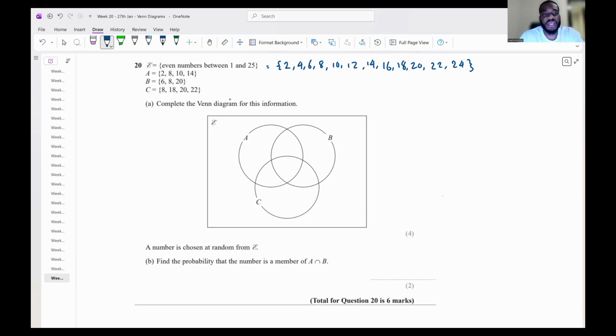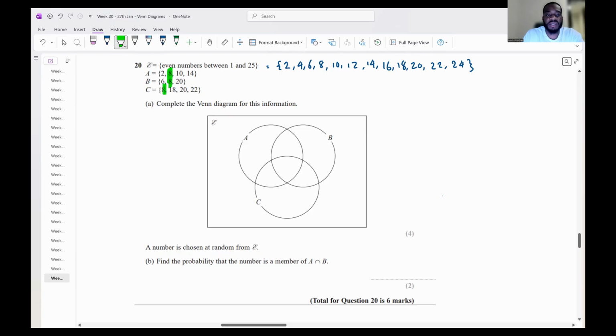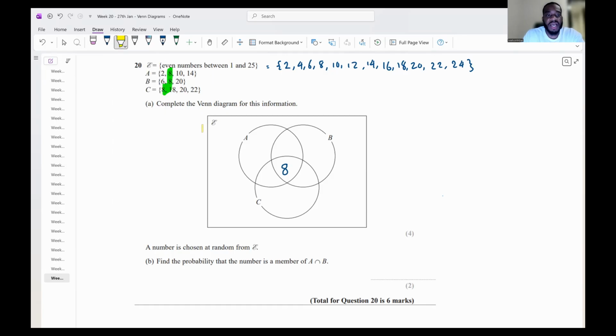Now we're in a position to actually complete the Venn diagram. So set A, B, and C. What number appears in all three? So 8, 8, and 8, right? This will go in the overlap, wouldn't it? So that is going to go in the overlap for all three, which has to be this part here. It's an 8. And now, are there any others that overlap as well? I can see that we've got a 20 in B and a 20 in C. So that would have to go in the overlap for that part specifically, which is going to be over there.